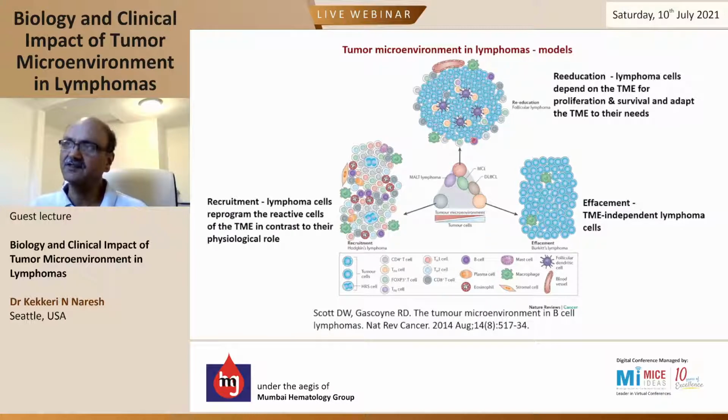Just to remind you, the microenvironment of even a normal germinal center is there to allow proliferation of normal germinal center cells. So it uses the normal machinery of a germinal center microenvironment for its own growth and maintenance. Whereas in Hodgkin lymphoma, there is no normal counterpart for the microenvironment of a Hodgkin lymphoma. So it's a completely new, different type of microenvironment. The lymphoma cells reprogram the reactive cells and use them for their own survival.